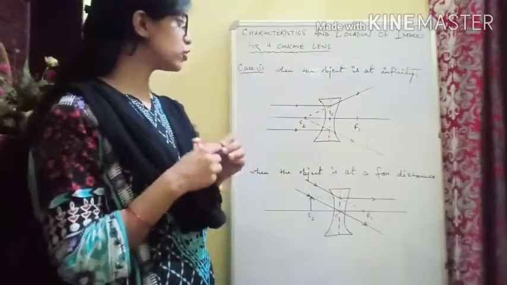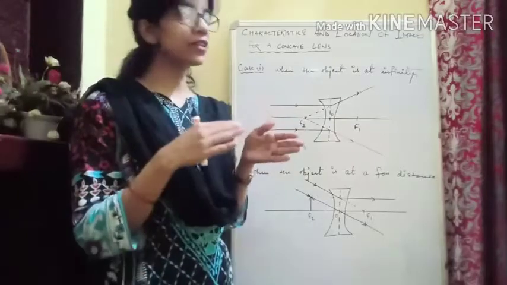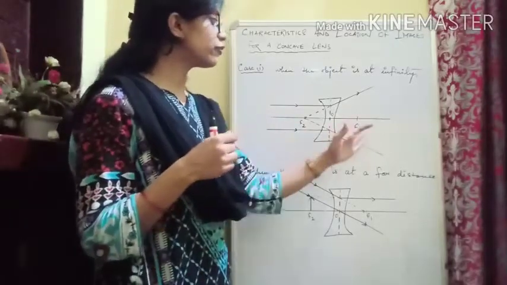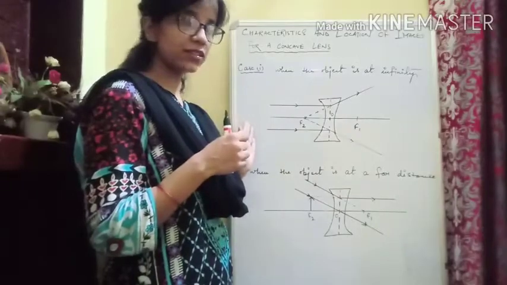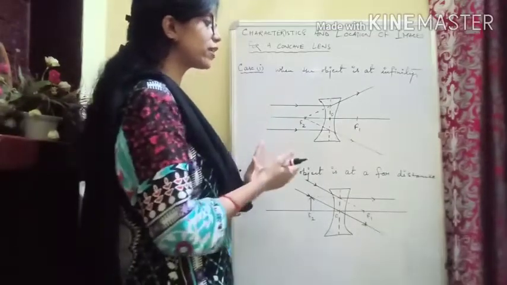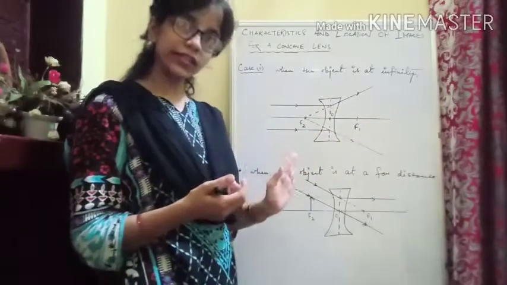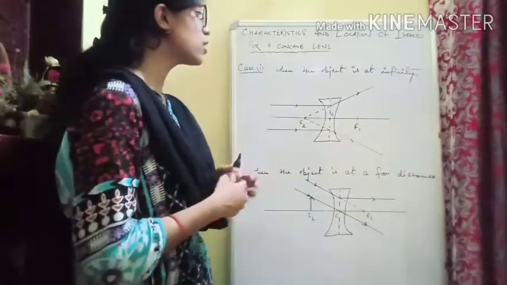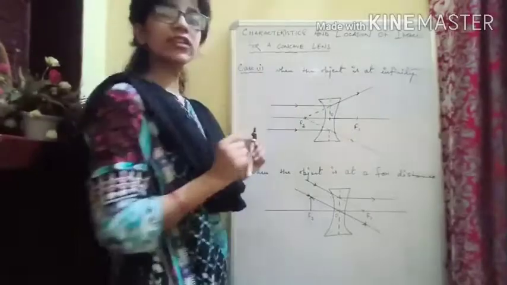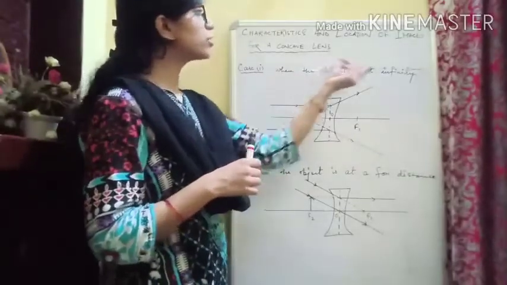One point which you need to know is that we have seen that for a convex lens, the first focus was on the left side, whereas in the concave lens the first focus is on the right side and the second focus is on the left side. This one point you need to note. Now the first case we are taking is where the object is at infinity.